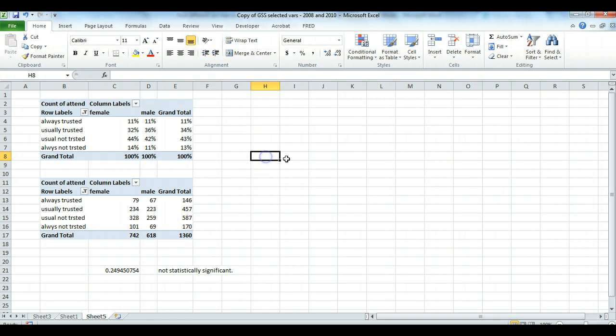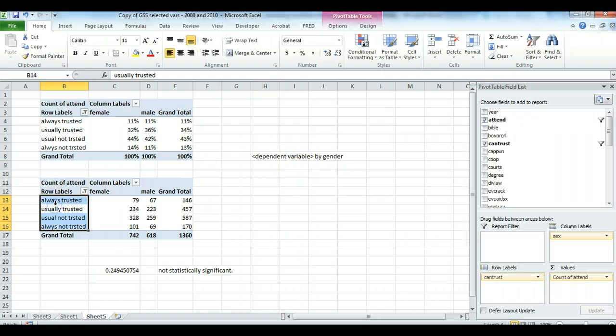Remember, it's always the variable you want to explain, which is the dependent variable, by gender, and that dependent variable by convention goes in the rows, and the independent variable, in this case gender, goes in the columns, because the idea of a crosstab is we're looking at the distribution of, in this case, attitudes about whether people can be trusted by gender, or dependent variable by independent variable.